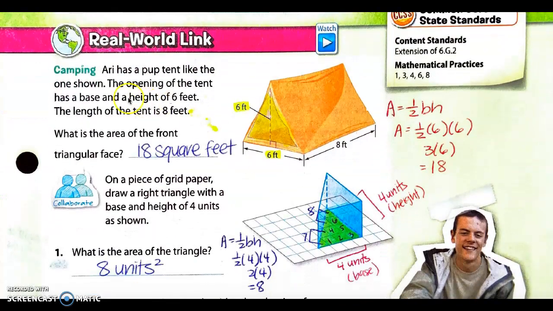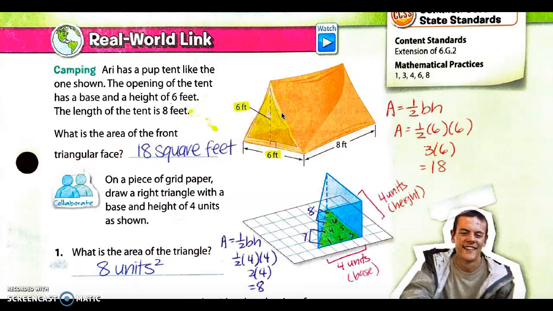Real world link: Camping. Ari has a pup tent like the one shown. The opening of the tent has a base and a height of 6 feet. The length of the tent is 8 feet. What is the area of the front triangular face? So this is your triangular prism.